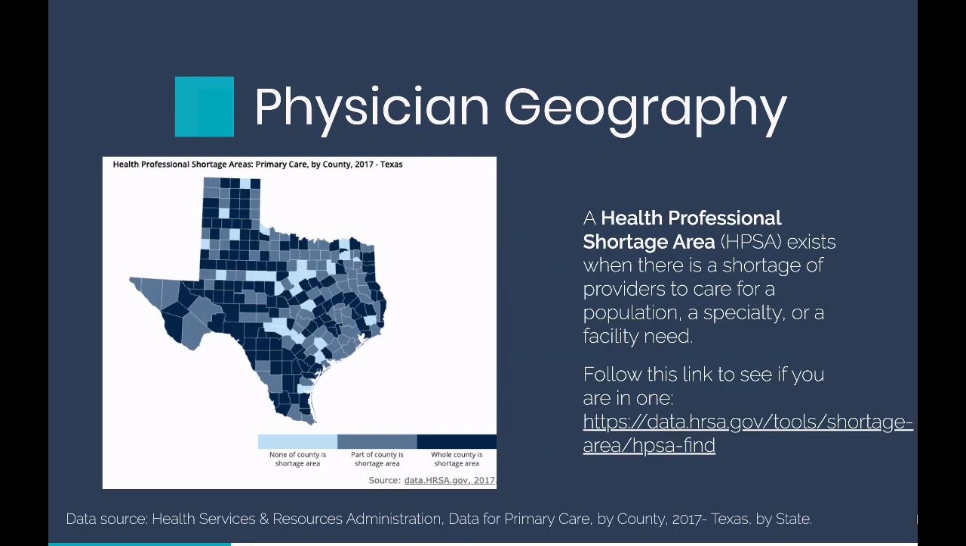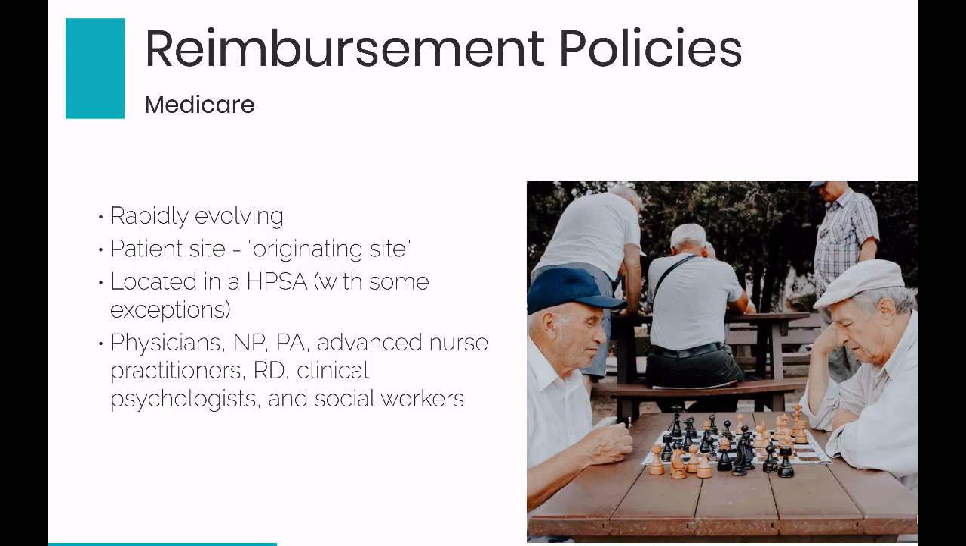The location and general density of physicians is also interesting to the federal and state government because it is used as a metric to determine reimbursement. The term Health Professional Shortage Area, or HPSA, is used when there is a shortage of providers to care for a population, a specialty, or a facility need. You can see on this map of Texas that we face great shortages of primary care providers throughout the state, especially outside of the greater metropolitan regions. You can find if you are in a health professional shortage area by going to the website listed on the slide.